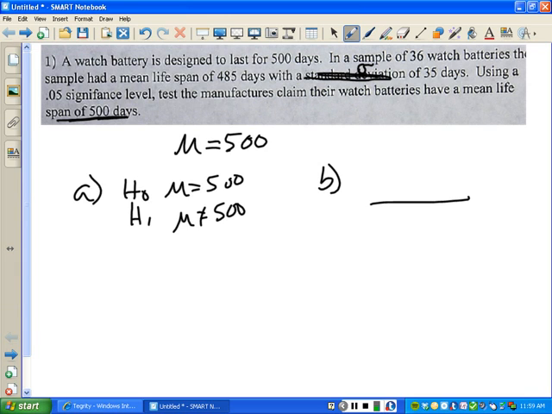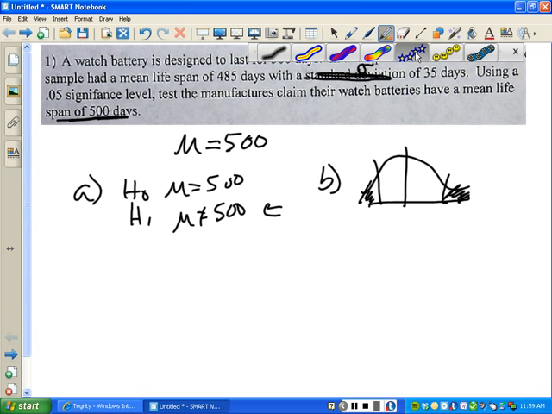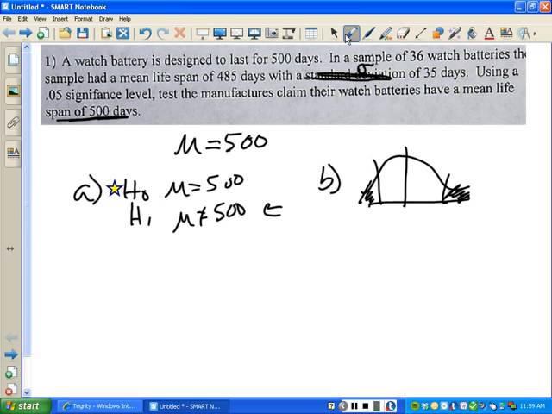Part B would be to draw a picture, and in this case it will be a two-tail test. So we're going to have a tail here and a tail here. How do we know it's two-tail? This tells me it is. Of these two, which is my claim? H0. So we're going to put a star next to H0, right? Now, 0.05 is the total significance level, so that means this area is 0.025 and this area is 0.025. Looking those up on the chart, you would get 1.96 and negative 1.96.